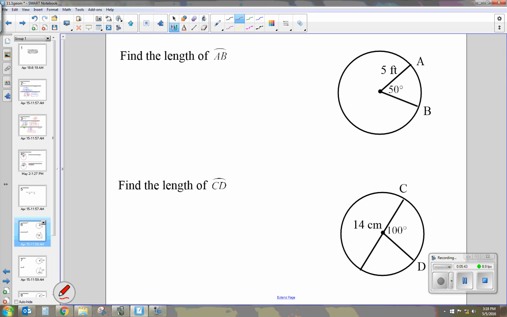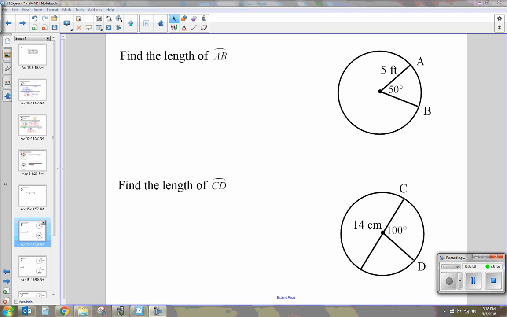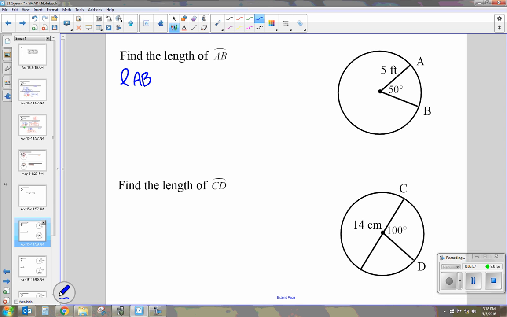Every time we use a proportion, we're going to write it down. So the first one asks us to find the length of arc AB. So I'm going to write this formula or proportion down. I use cursive L for length. So length of AB over 2 pi r is equal to the measure of arc AB over 360. Once I write down my proportion, I can start filling things in. Since I'm finding the length of AB, I'm going to put an X in for that. Now we plug in for the radius.